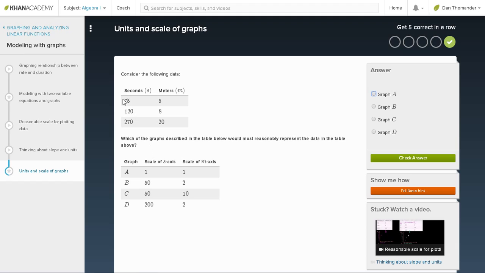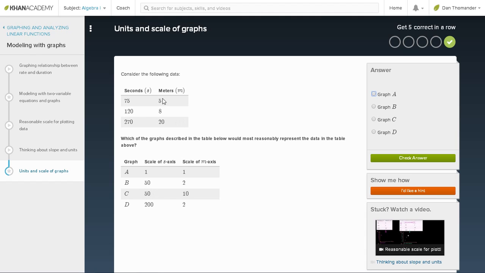And I'm going between 75 and 270. So I'm thinking that if I've got to go out 270 plus seconds, I'm going to need to go more than one unit at a time. When I look at the scale of the seconds axis, this represents moving one unit, 1 second at a time. That'd be an incredibly long axis to get me out to 270. So instead, I think I'm going to have to go with either one of these, 50 or 50, okay?